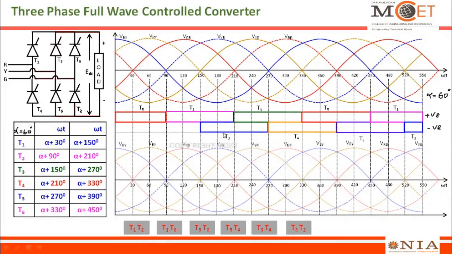And you can look at this T2. Before T2 I should have T6, but how many boxes do you have here? 1, 2, 3, 4, 5. So totally 5 into 30, a 150 degree duration is there. But any thyristor can conduct only for a 120 degree duration. So T6 will start from here and it will end at this point, for 120 degrees. Before T6 you have T4. So T4 is the starting point in this case.